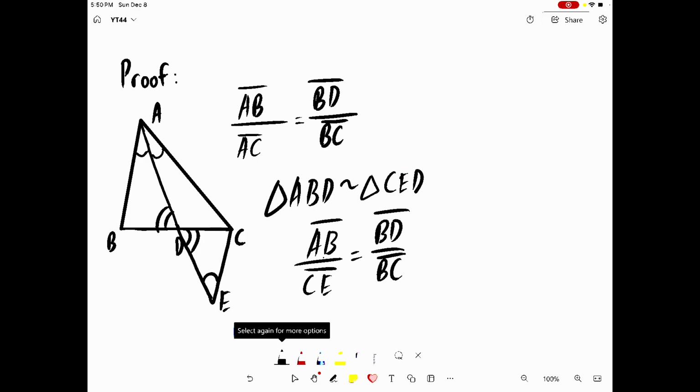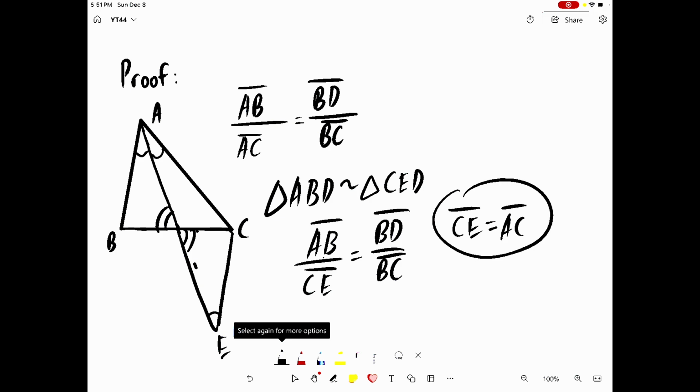Alright, now that we have that, we are so close. It's just that instead of AC, we have CE. So, what are we going to do? First, let me redraw this figure because it looks very goofy and it's not even close to what actually is going on. Alright, we've redrawn that really quickly. So if we prove CE is equal to AC, we have our theorem. So how do we do that?